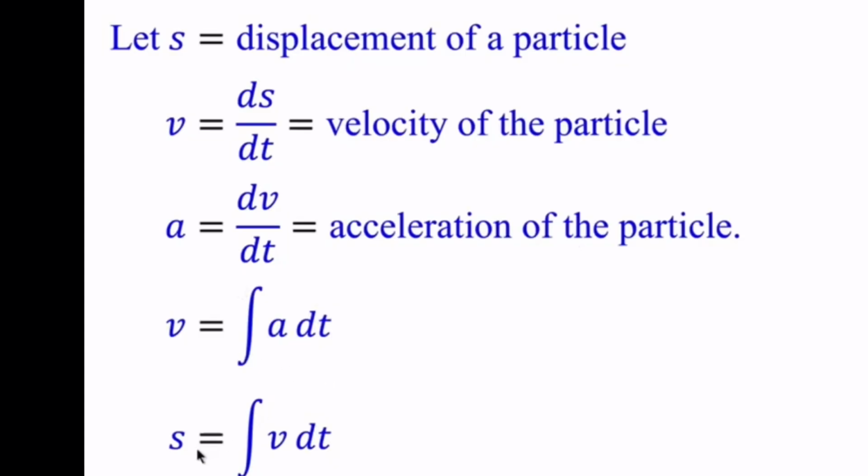So guys, before we start the class, you must understand s is displacement of a particle. So if you differentiate ds/dt, you get velocity of the particle. If you differentiate the velocity with respect to time, you will get acceleration of the particle. If we integrate the acceleration, then we will get velocity. Same thing, if we integrate the velocity, we get displacement. So we are going to do the reverse way using integration. Now let's have a look at example 6.